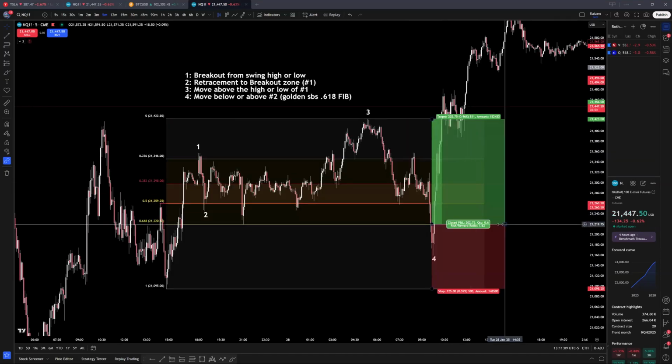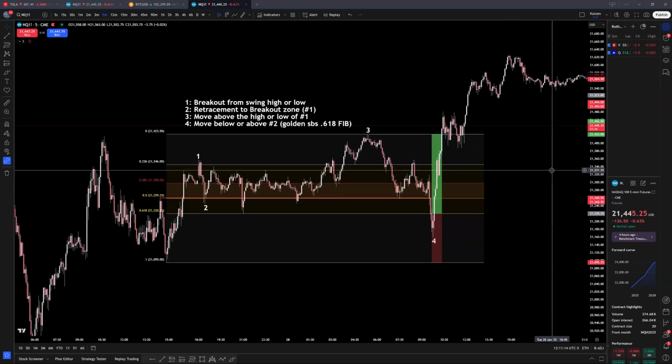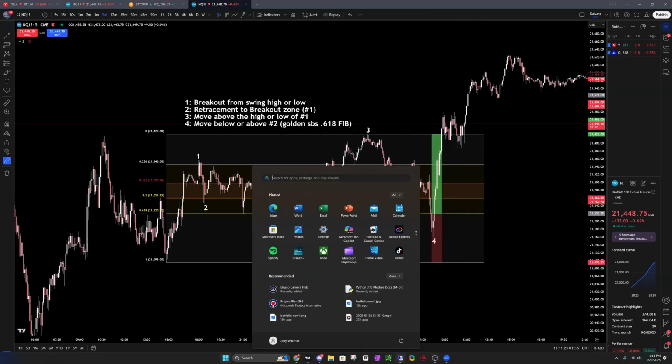So that is the golden SBS model. Okay, you can break it down any time frame. Okay, again, you can screenshot that if you want. Now let's jump into the actual auto trader and let's show you guys what it looks like.